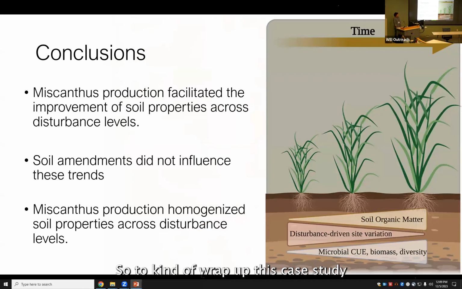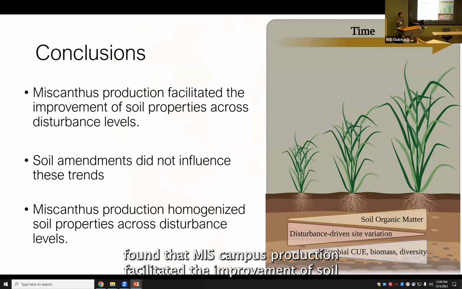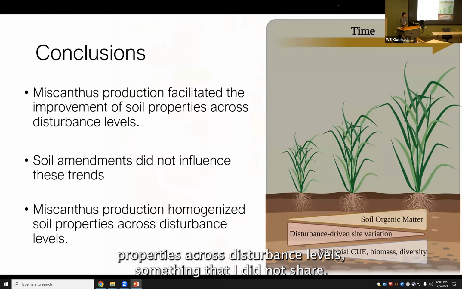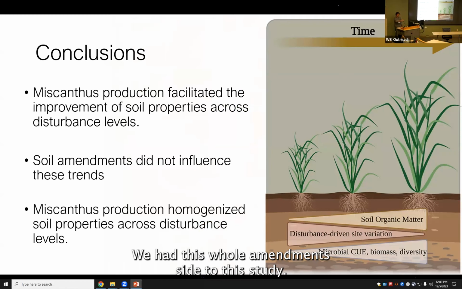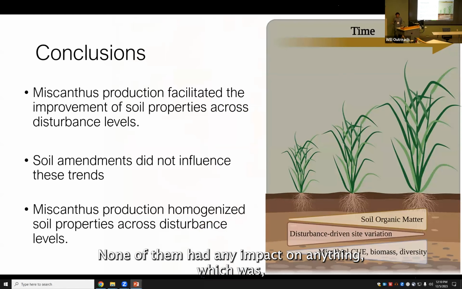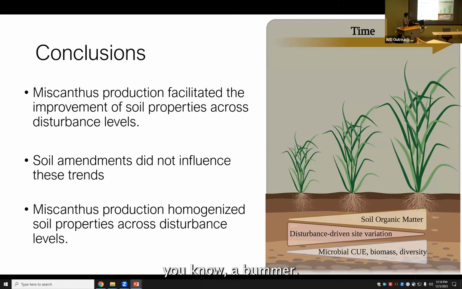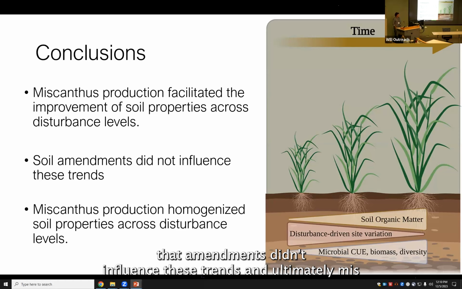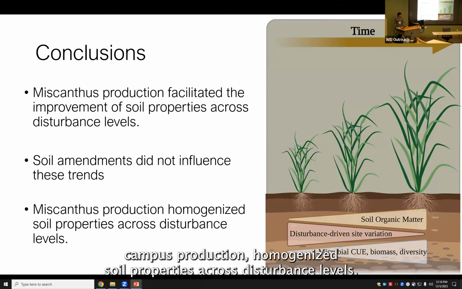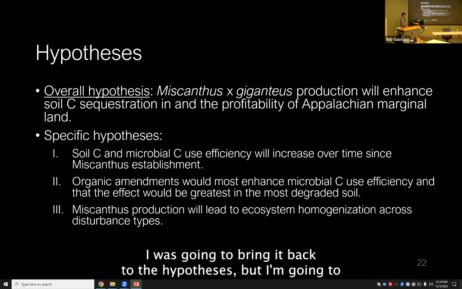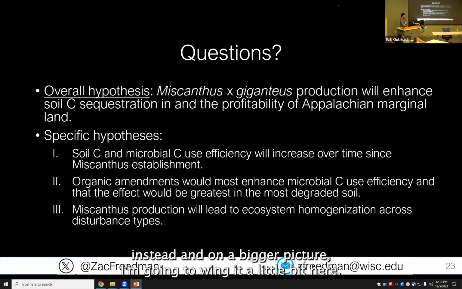So to kind of wrap up this case study, we found that Miscanthus production facilitated the improvement of soil properties across disturbance levels. Something that I did not share, we had this whole amendments side to this study. None of them had any impact on anything, which was a bummer, but the results were very clear that amendments didn't influence these trends, and ultimately Miscanthus production homogenized soil properties across disturbance levels.